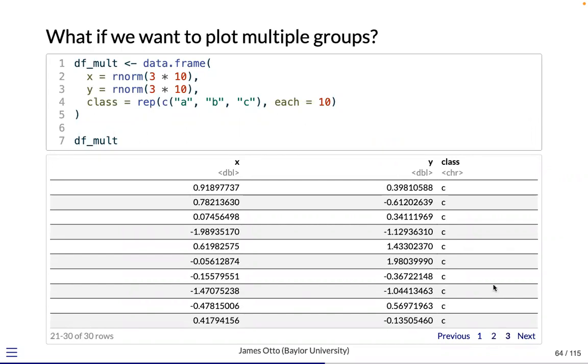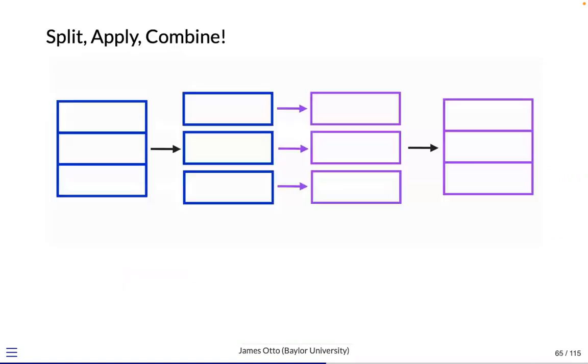And so what do we need to do if we want to plot the solutions to the traveling salesperson problem for each of these classes, but we don't use ggplot2 tools, we do it all outside? We split, apply, combine, which you all talked about.